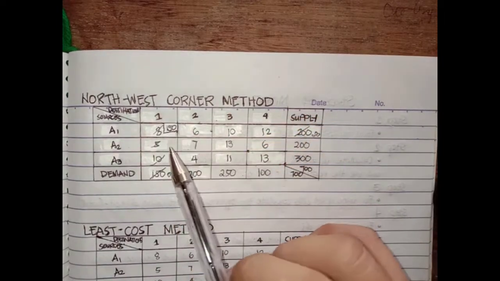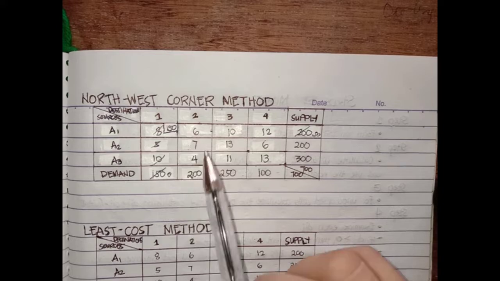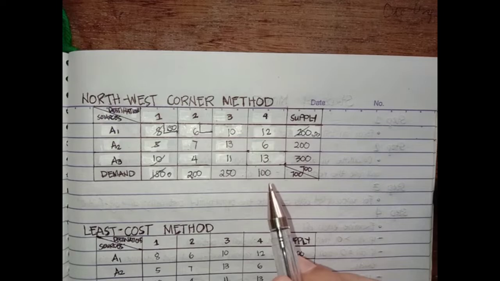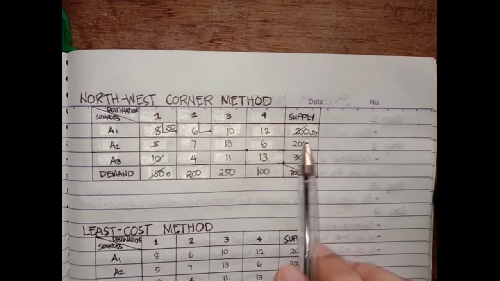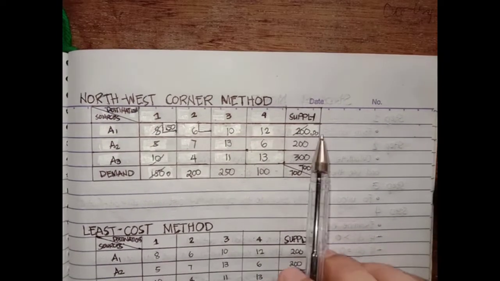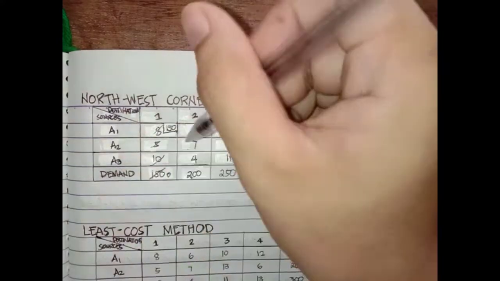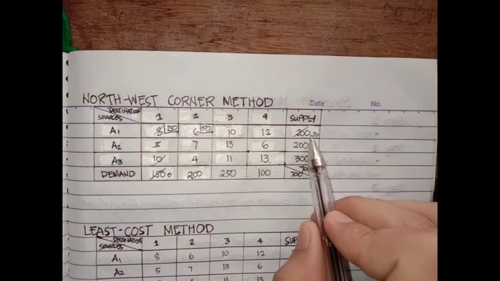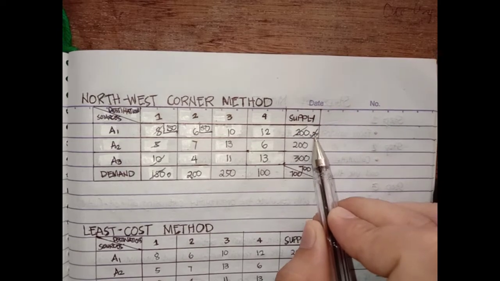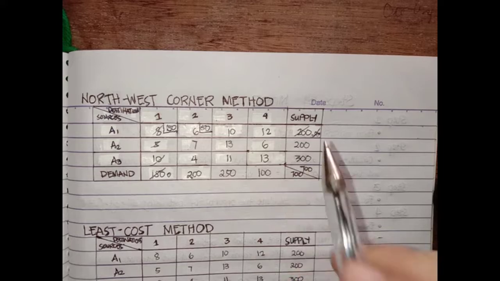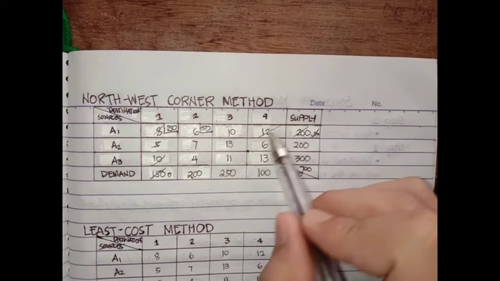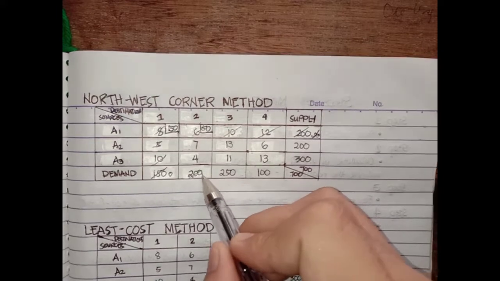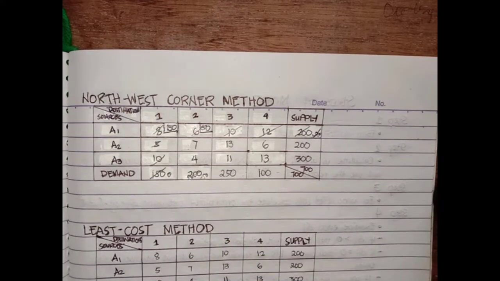And where now is the northwest corner? It's in the cell where 6 is to be found. Looking at the supply and demand, we have here 50 and we have here 200. The smallest number is 50, so we will allocate 50 here. Since we subtract 50 here, we will have a 0 value in the supply, so we will no longer allocate this row. 200 minus 50 is equal to 150. So let us continue the allocation.